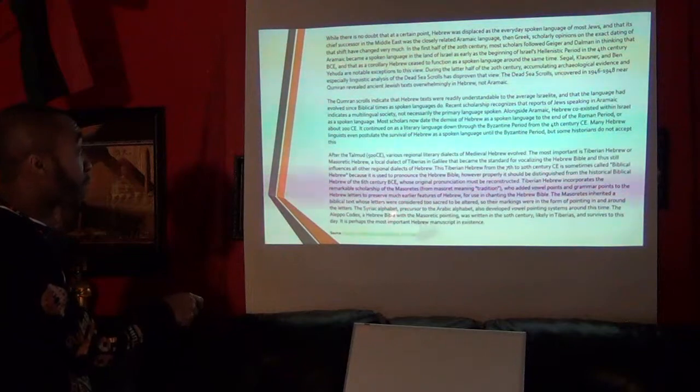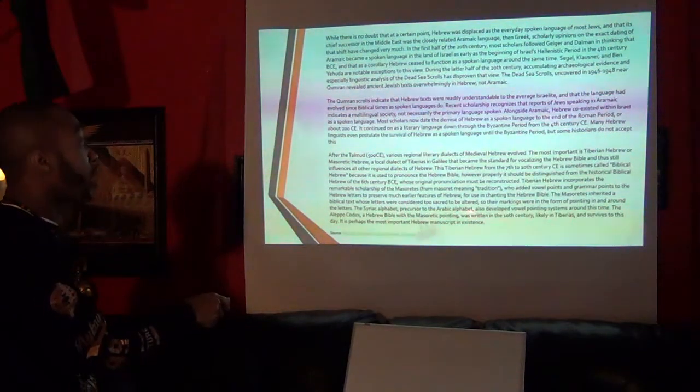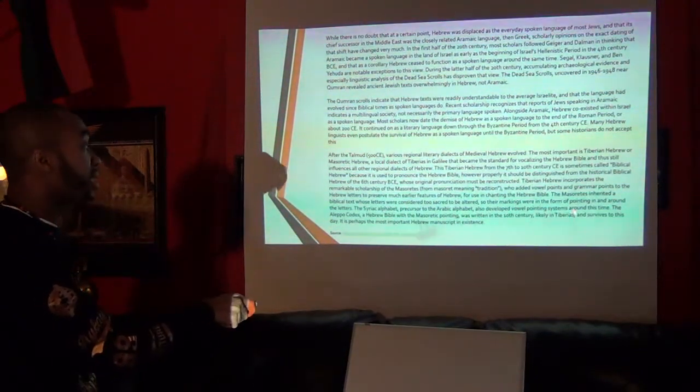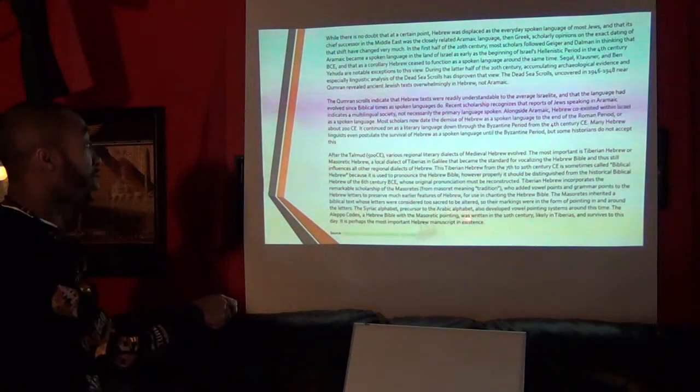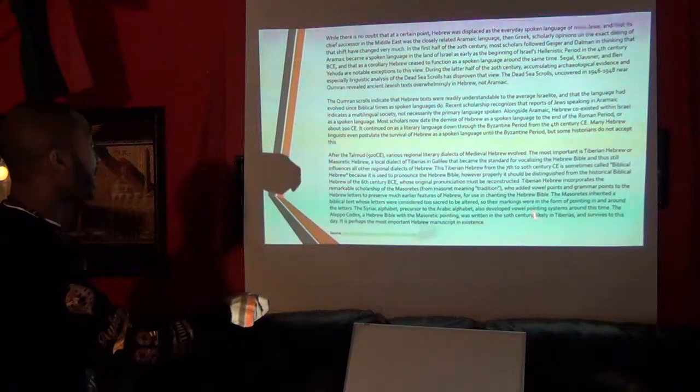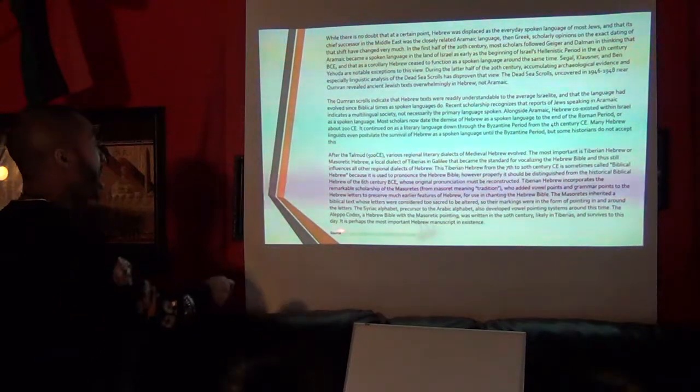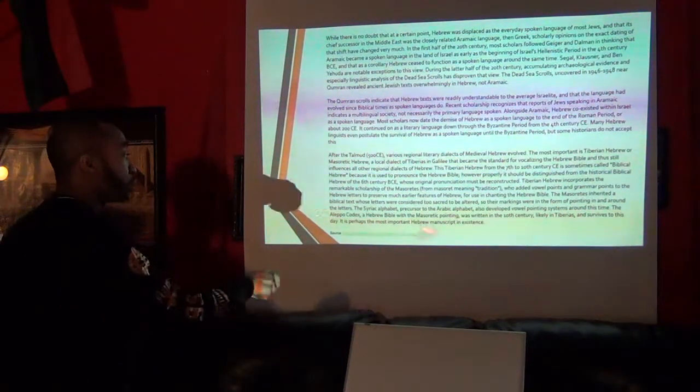The Syriac alphabet, precursor to the Arabic alphabet, also developed vowel pointing systems around this time. The Aleppo Codex, a Hebrew Bible with the Masoretic pointing, was written in the 10th century, likely in Tiberias, and survives to this day. It is perhaps the most important Hebrew manuscript in existence.